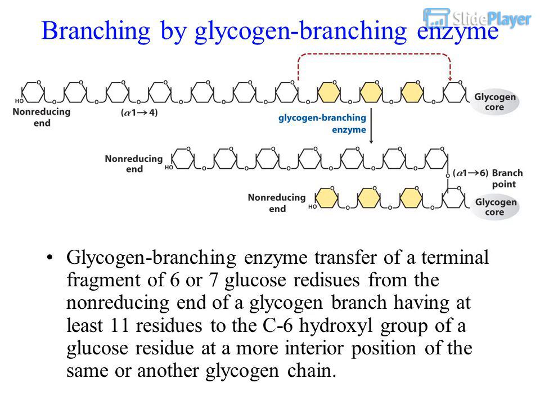Glycogen branching enzyme transfers a terminal fragment of 6 or 7 glucose residues from the non-reducing end of a glycogen branch having at least 11 residues to the C6-hydroxyl group of a glucose residue at a more interior position of the same or another glycogen chain.